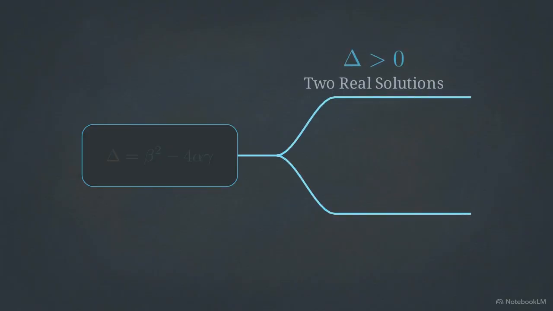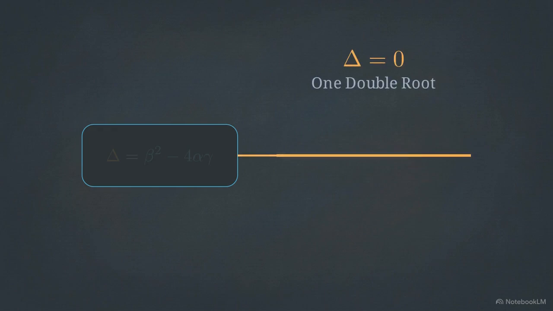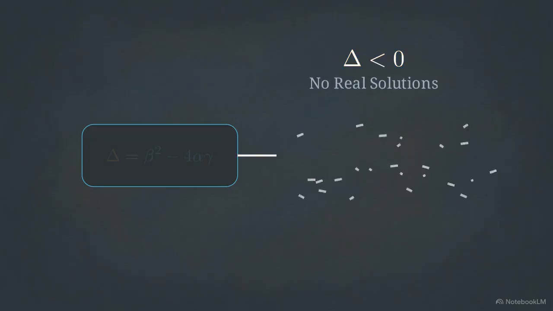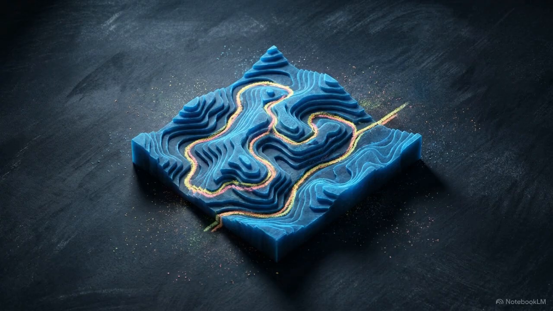If the discriminant is positive, we know for certain that the math will branch into two distinct real solutions. If the result is exactly 0, those two paths merge into one, creating a single double root. But a negative result indicates a structural impossibility within the real number system, meaning no solution exists on our physical number line. This makes the discriminant an essential predictive tool.